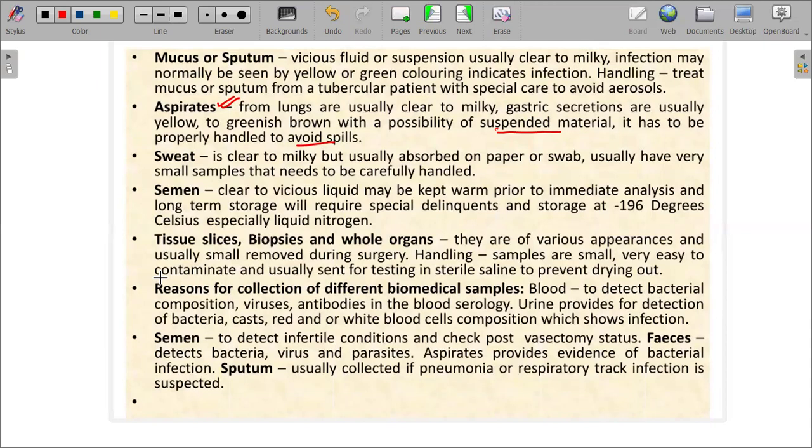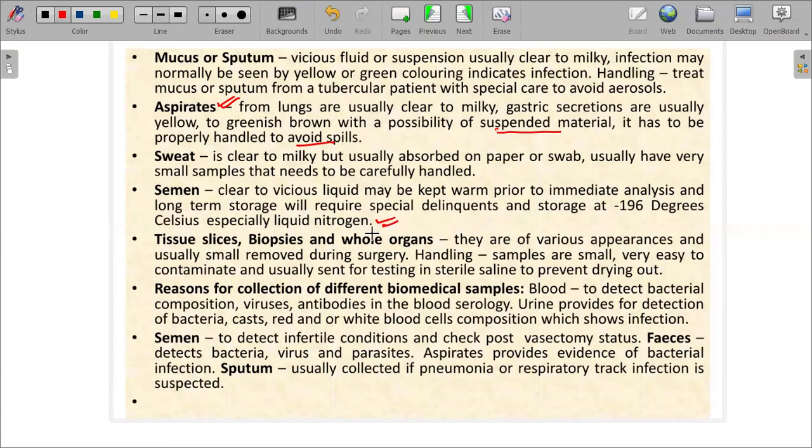Semen, I'm saying these are secretions that are released from reproductive organs, if you can remember quite well, which can contain the ejaculated sperm cells and also the fluids that enable the sperm cells to move. So semen is a clear to viscous liquid, may be kept warm prior to immediate analysis, and long-term storage will require special diluents and storage at about minus 196 degrees Celsius, especially in liquid nitrogen.